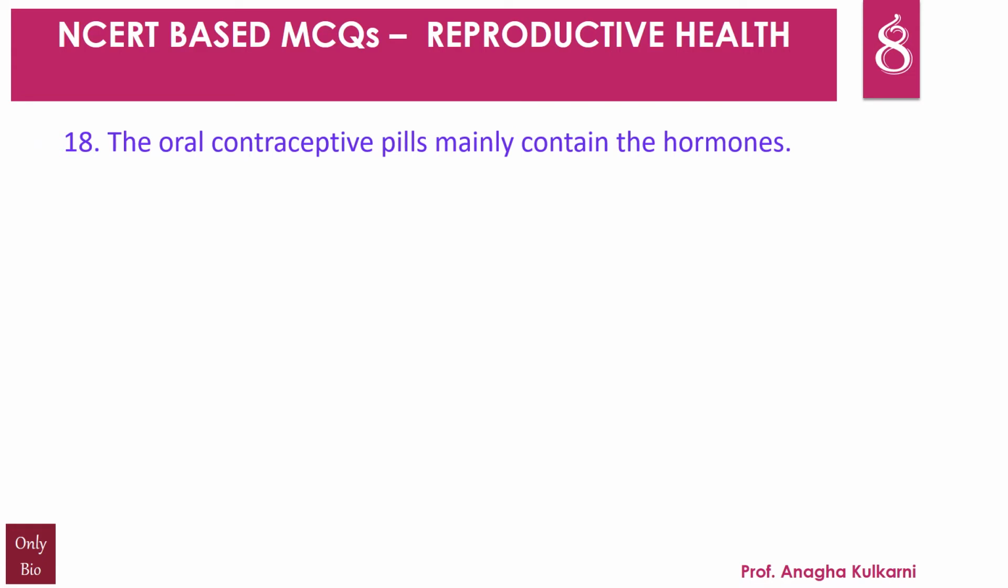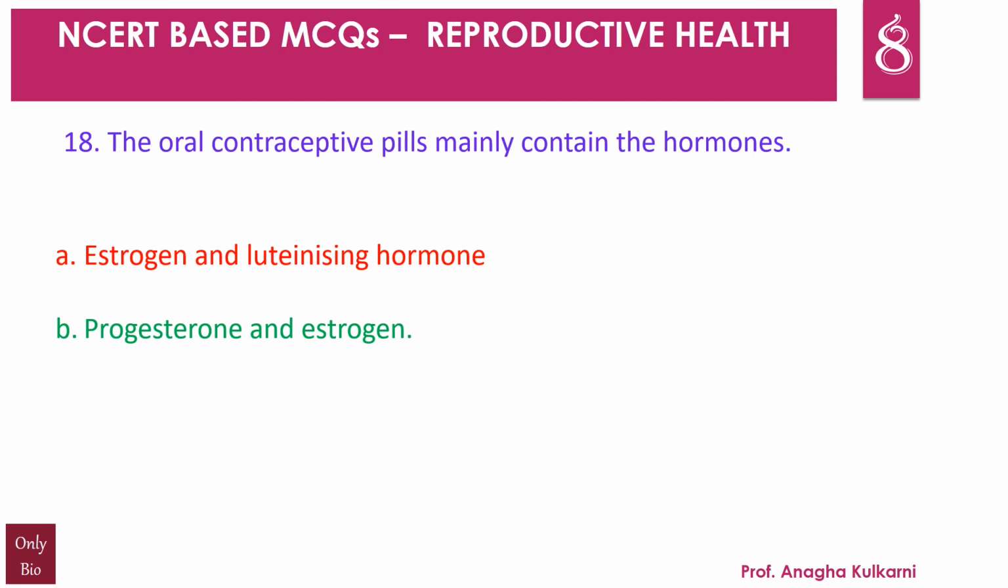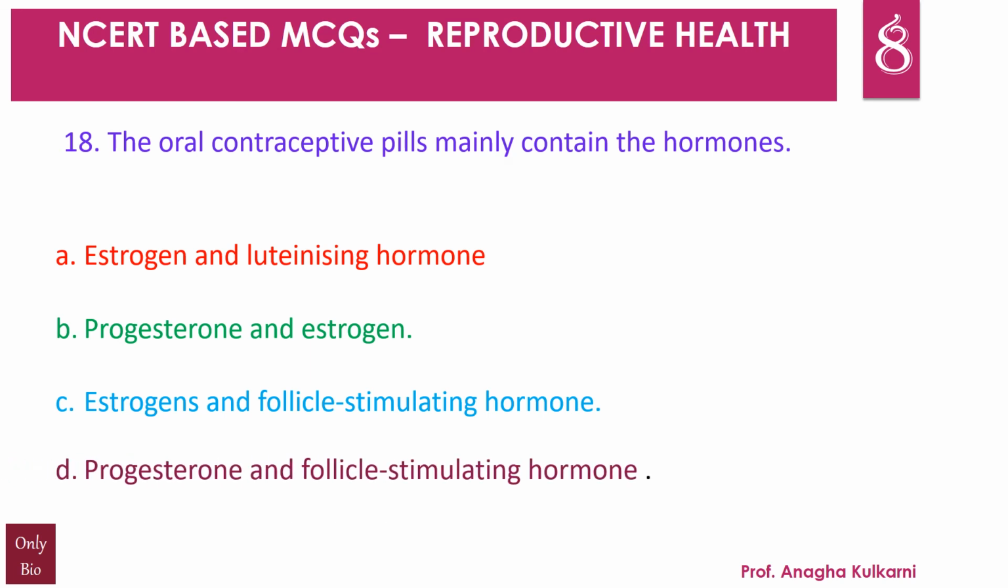Question number 18. The oral contraceptive pills mainly contain the hormones A. Estrogen and luteinizing hormone. B. Progesterone and estrogen. C. Estrogens and follicle stimulating hormone. D. Progesterone and follicle stimulating hormone. And the correct answer for this question is B. So the oral contraceptive pills mainly contain the hormones progesterone and estrogen.